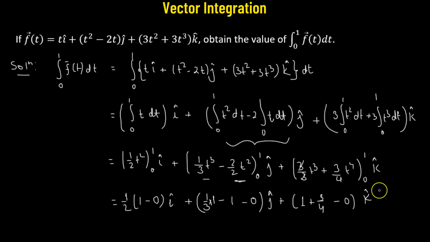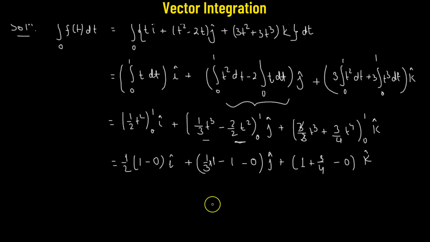So this is multiplied by k cap, and this is finally going to give us half times 1 minus 0, so that will be half i cap. Then we have 1/3 minus 1, so that will be negative 2/3 j cap. Then we have 1 plus 3/4, so this will become 7/4 k cap. So this is going to be the value of the integral going from 0 to 1 of f of t dt. So f is a vector valued function.